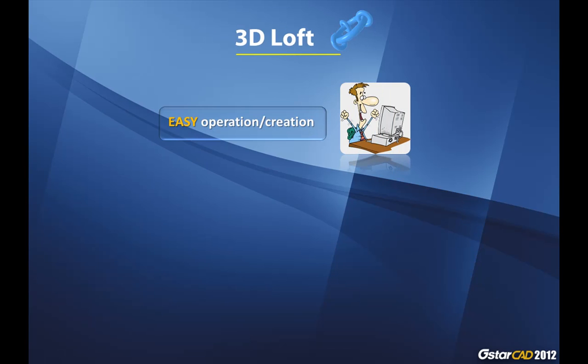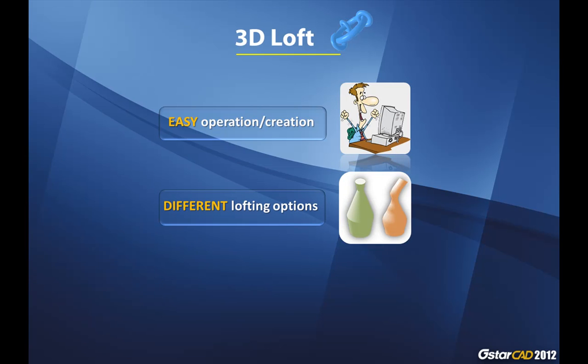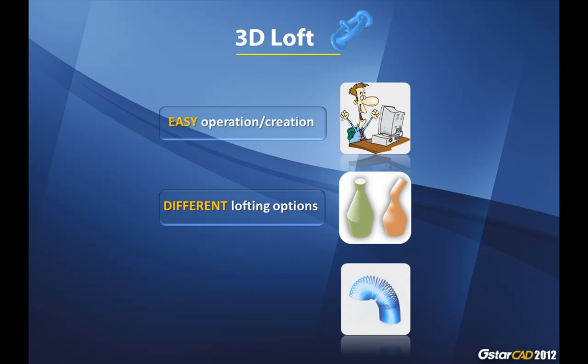3D loft: easy operation and creation. Yes, it's very easy to operate and to create a 3D solid and also a surface. You have different lofting options: a cross section option, a guide option and a path option. So with different lofting options, you will get fast and flexible results. Yes, it's fast to do, fast result, and flexible.